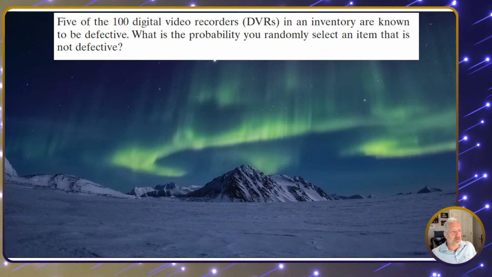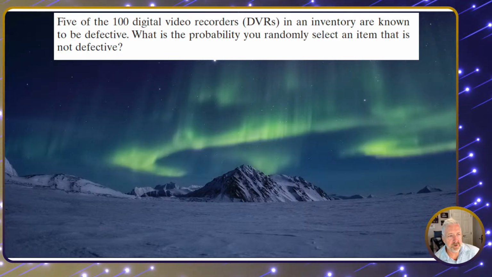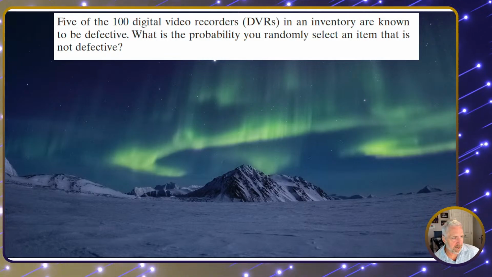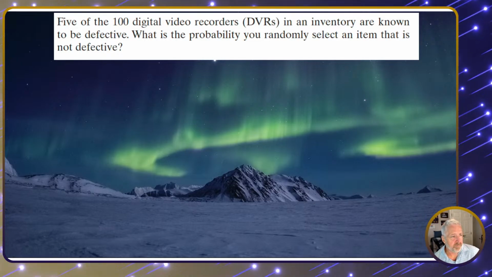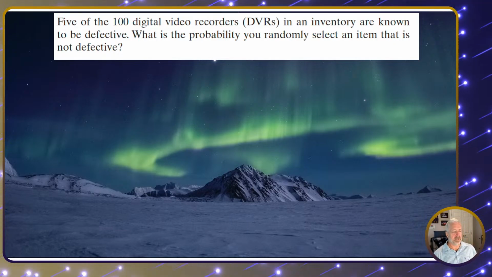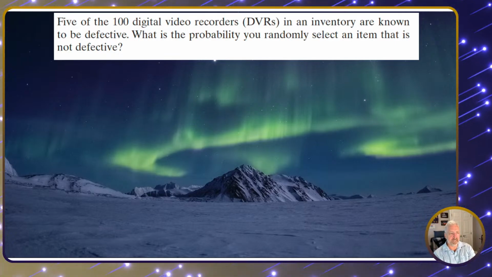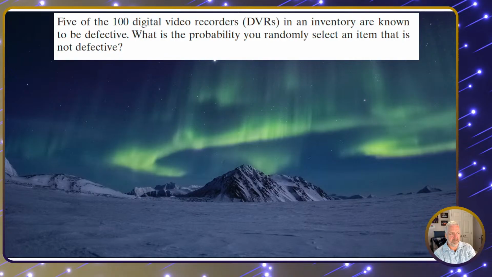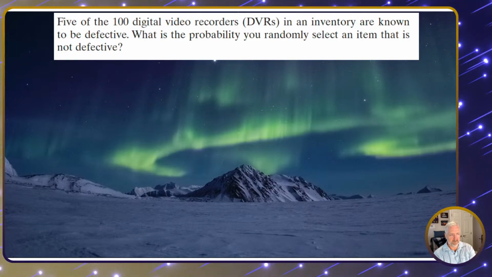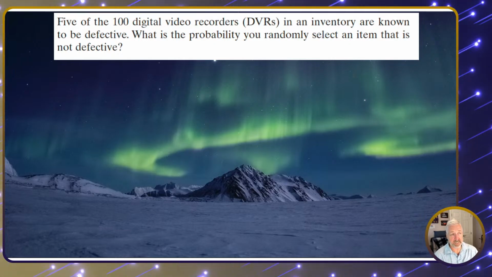Let's look at a different example. 5 of the 100 digital video recorders, DVRs, in an inventory are known to be defective. So 5 of the 100. Okay. What is the probability you randomly select an item that is not defective? I'm going to expand this problem out, actually. 5 of the 100 digital video recorders in the inventory are known to be defective. Probability you randomly select an item that is not defective.